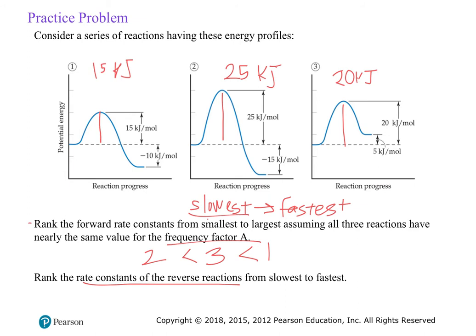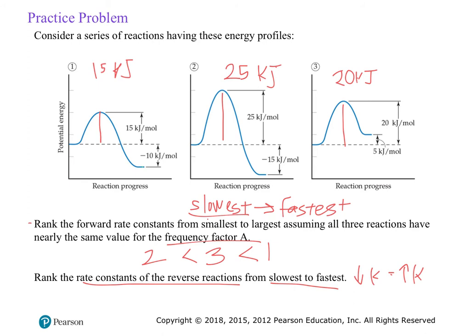So for me, it makes the most sense to think of things from slowest to fastest rather than smallest to largest K, but do what you need to do. Here it wants to go from slowest to fastest, so again, that's going to be small k to big K, same as before. So for the reverse reaction here, let's use a different color.